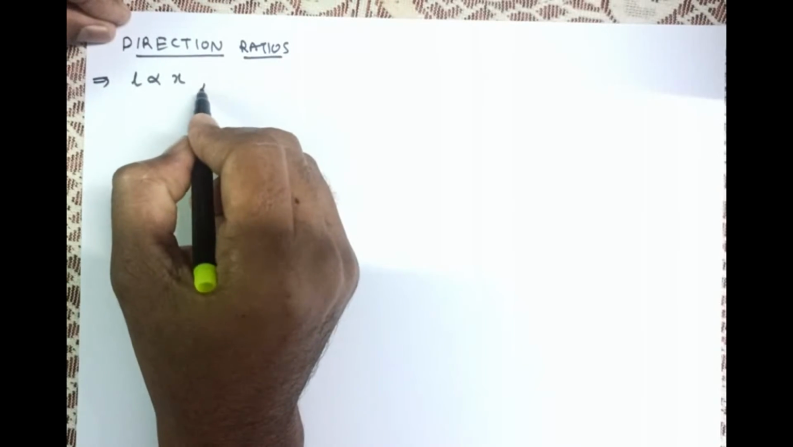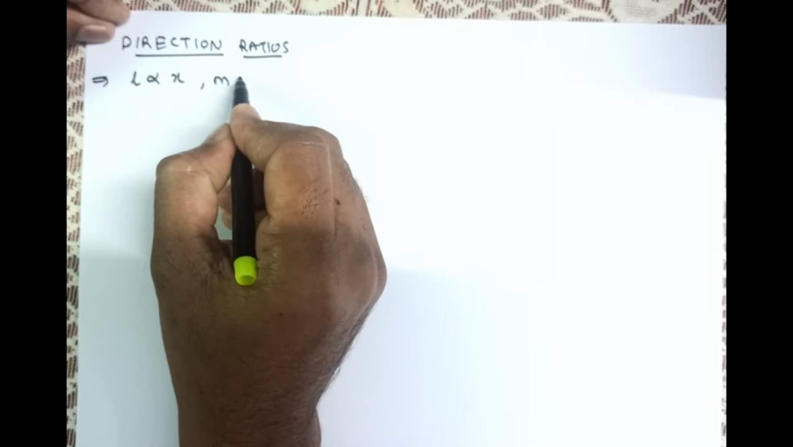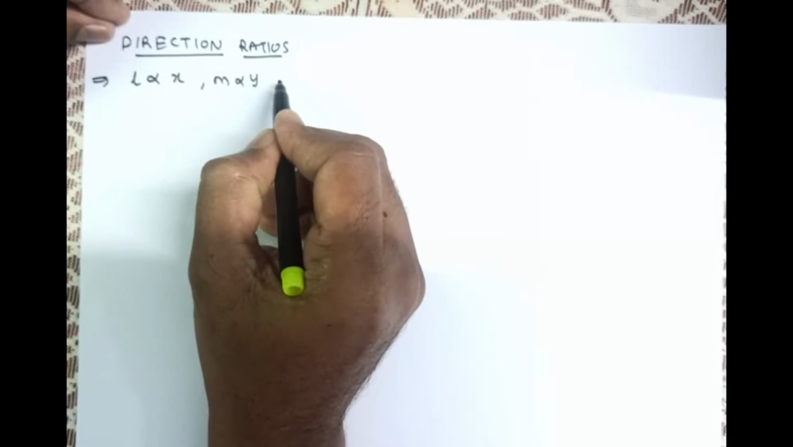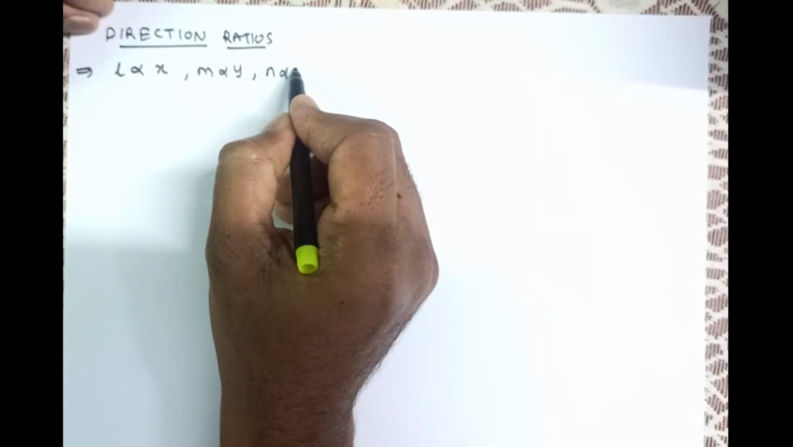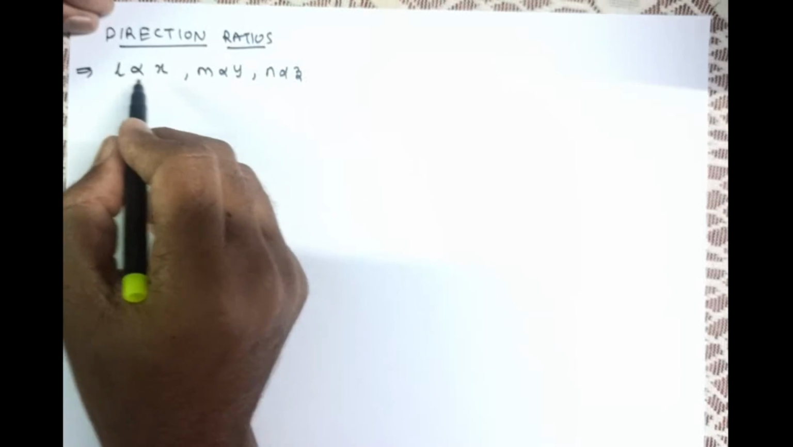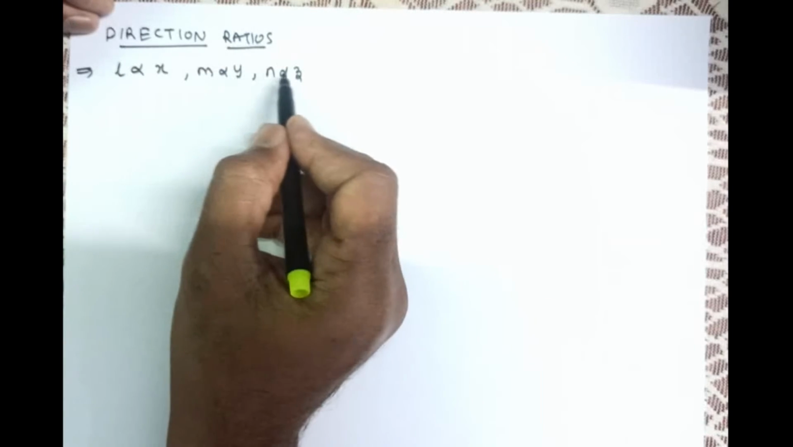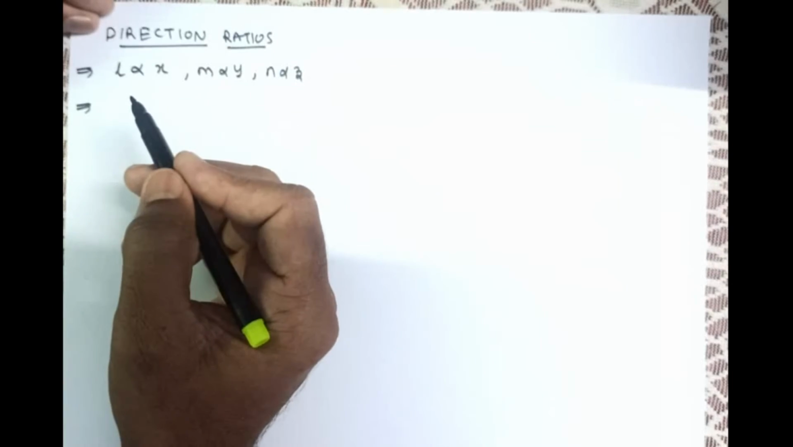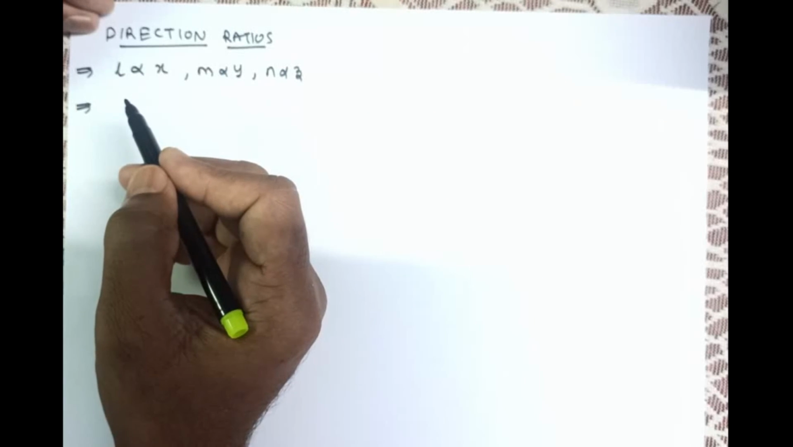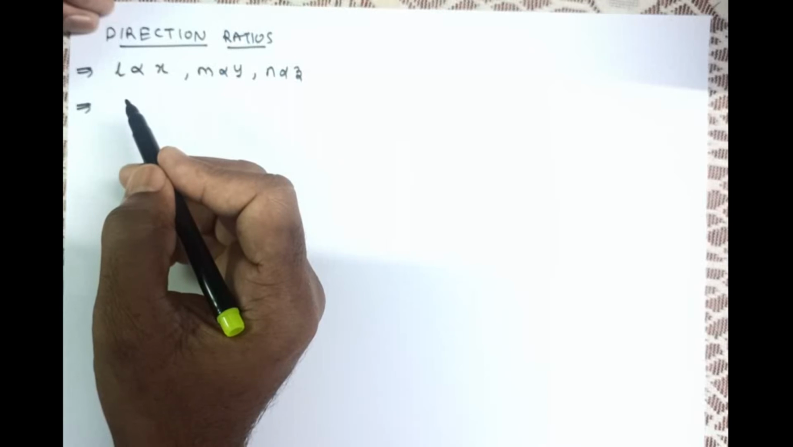So then it is like this. m is a direction cosine which is proportional to some value y, and n is a direction cosine which is proportional to some value z. So these x, y, z are any numbers, and these numbers are called direction ratios. Direction ratios mean numbers; all real numbers you can consider as direction ratios.